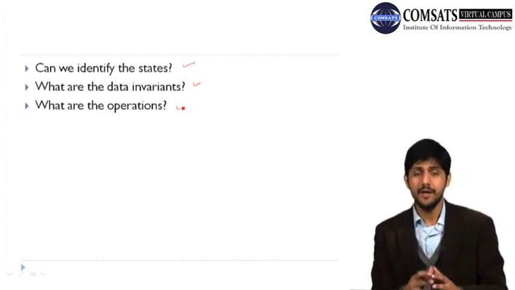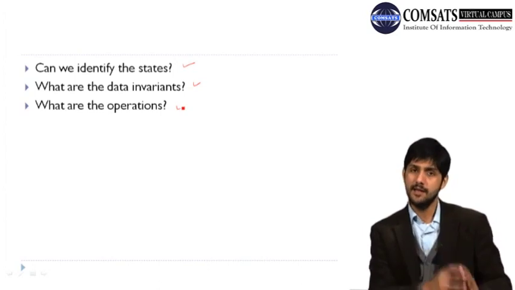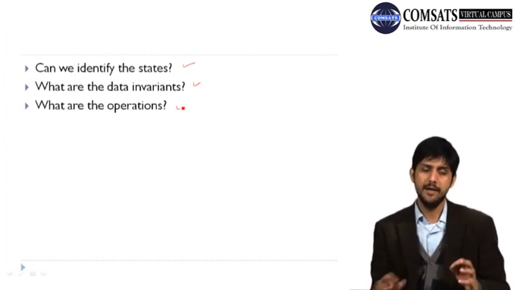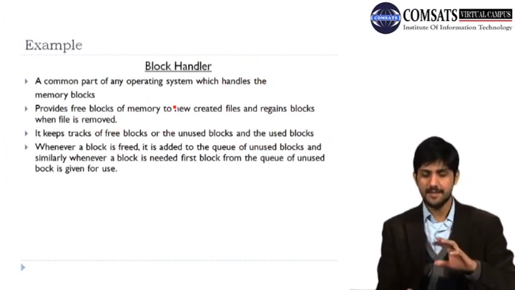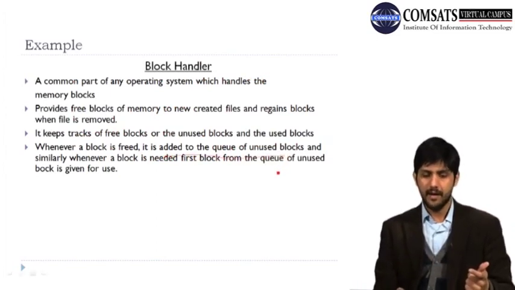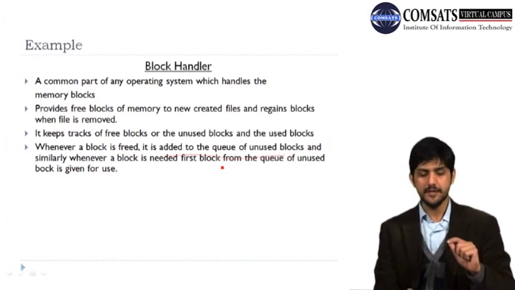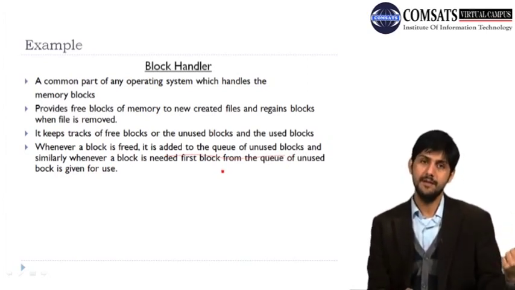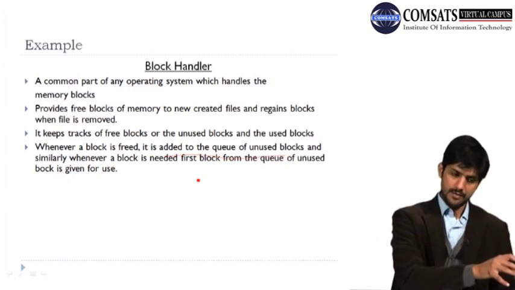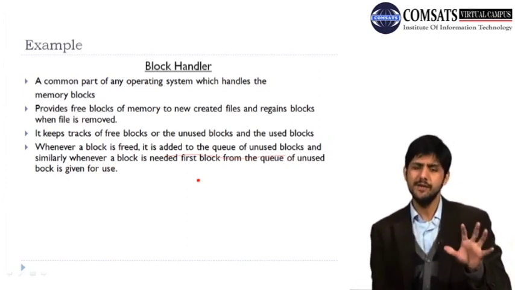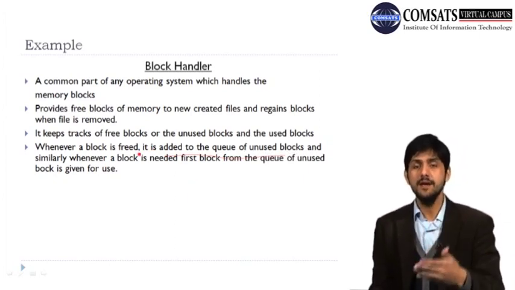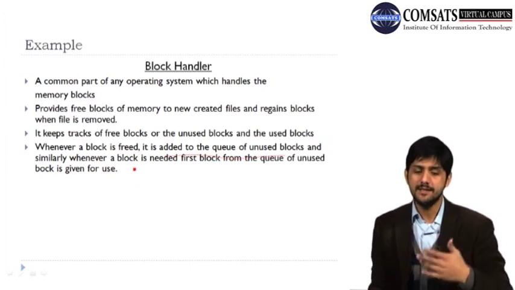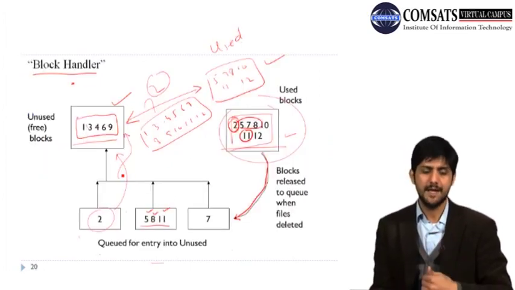Operations are relatively easier to identify because in our example of a block handler, there are two possible operations. We can get them from the description: whenever a block is freed, it is added to the queue, so adding to the queue is one operation. Similarly, when a block is needed, we take the first block from the queue of unused blocks. So we remove a block and we add a block. Identifying operations is relatively simpler, but defining the state and the data invariants is slightly tricky, so that is where we need to pay more attention.